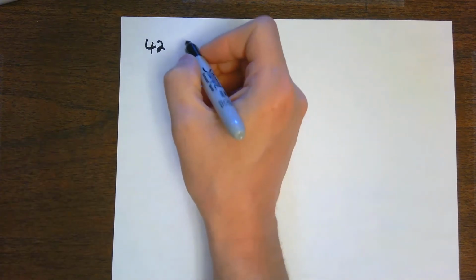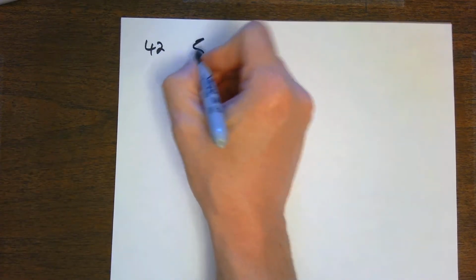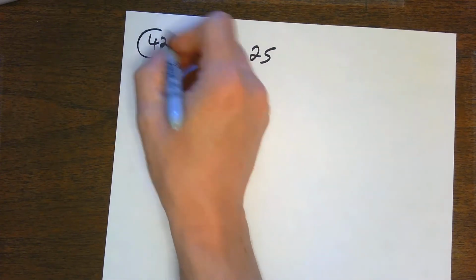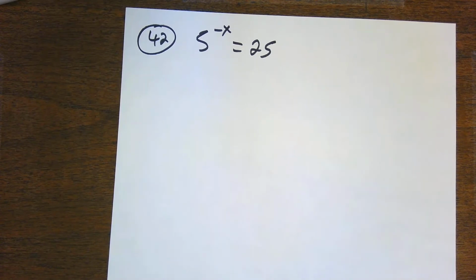All right, let's take a look at another one. How about number 42? This one says 5 to the -x equals 25. And again, I want to solve this. 5 to the -x equals 25.